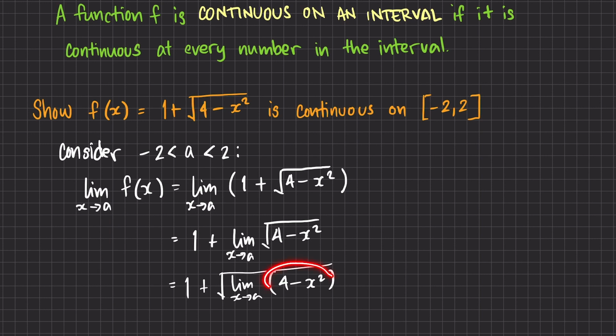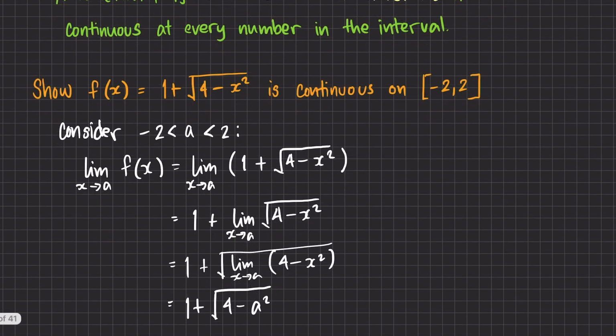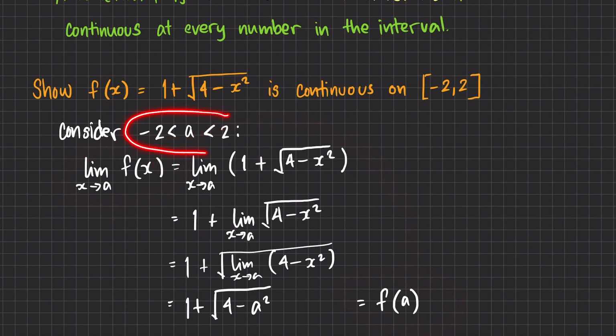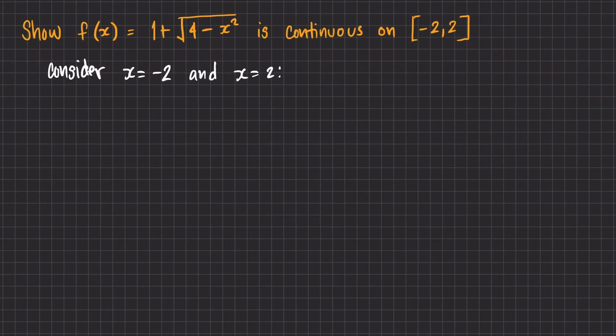But 4 minus x squared is a continuous function. Polynomial siya. So this is just equal to 1 plus the square root of 4 minus a squared. But 1 plus the square root of 4 minus a squared is precisely f of a na nakita natin na equal dito. So we could say that in this open interval, our function is continuous. Okay na, continuous siya dun sa loob.